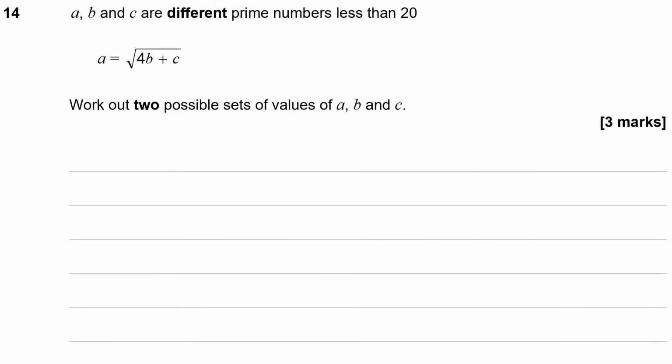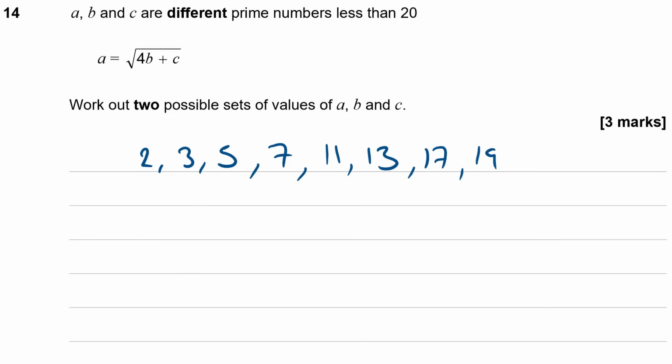A, B and C are different prime numbers less than 20, and we're told that A equals the square root of 4B plus C. Work out two possible sets of values of A, B and C. Okay, so we've got some puzzle pieces that we need to fit together in a certain way. Let's first write down what all the primes are less than 20. So the smallest prime number is 2, then 3, 5, 7, not 9, 11, 13, not 15, 17 and 19.